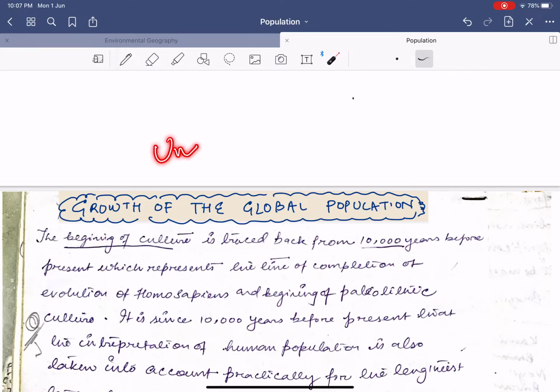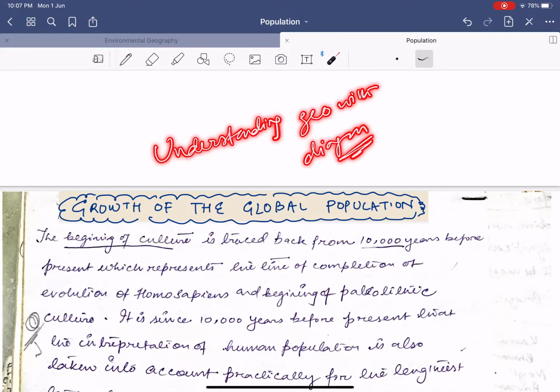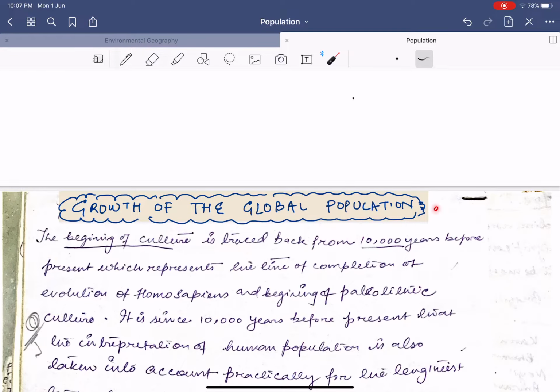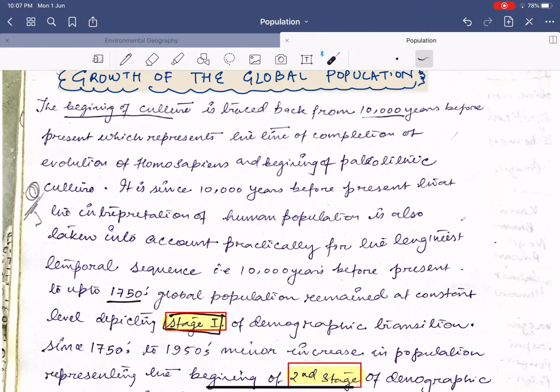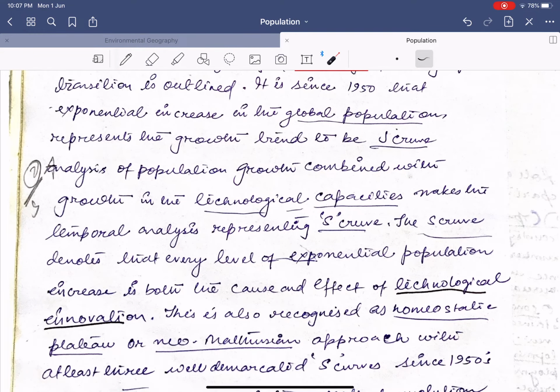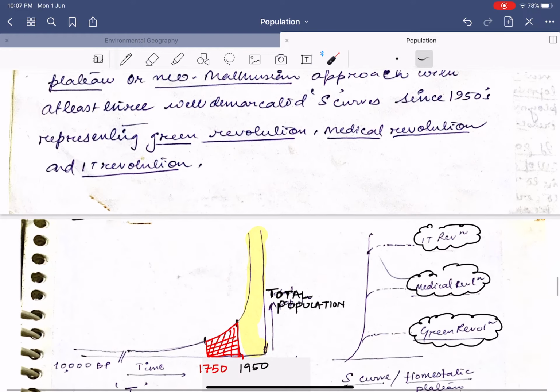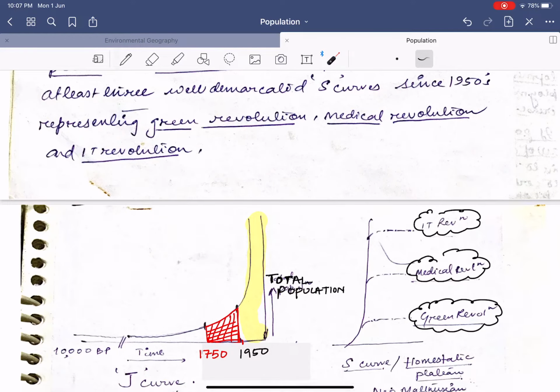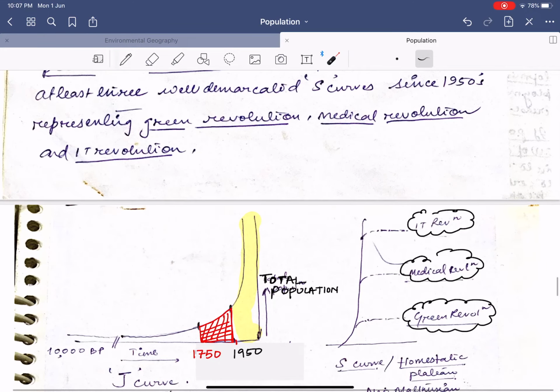And welcome to today's class on Understanding Geography with Diagram. Today we'll be talking about the growth of the global population. With respect to the growth of the global population, this is the entire notes that I have prepared. But to explain these notes, I have also used this diagram. So I would like you to understand this complete diagram.